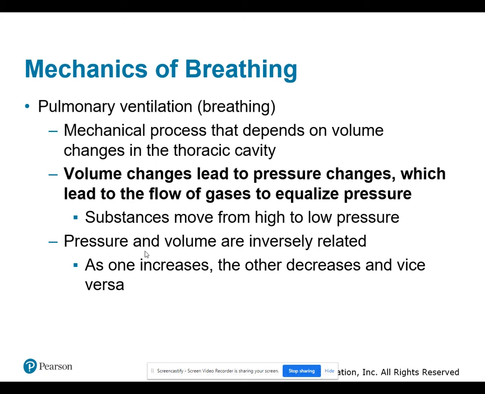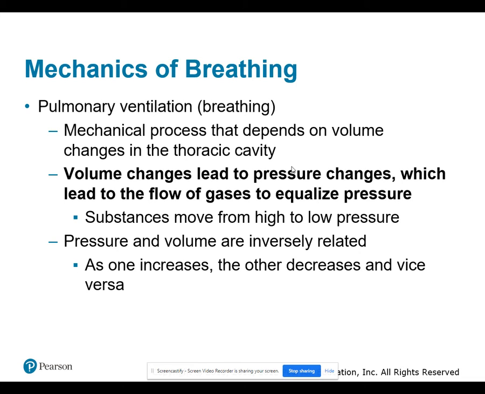First, we're going to talk about pulmonary ventilation in a little bit more detail. Remember, this is known as breathing. So this is a mechanical process, and it depends on volume within your thoracic cavity. One thing to understand about volume is volume and pressure are related. This is something that we've mentioned in integrated science, both Mr. B and I, depending on who you had. And we know that volume and pressure are related based on Boyle's law.